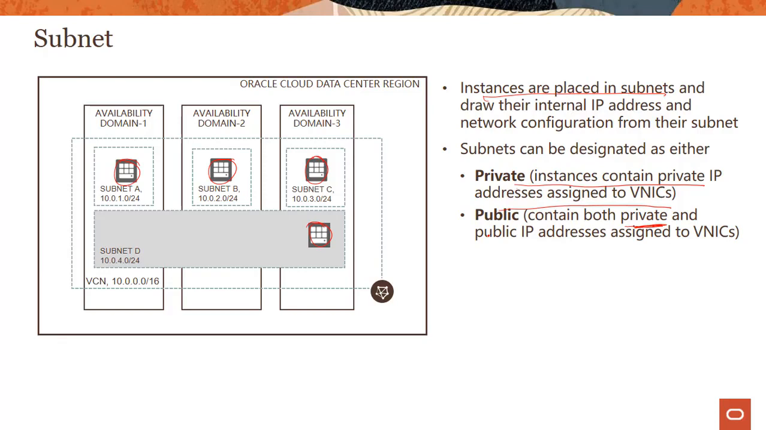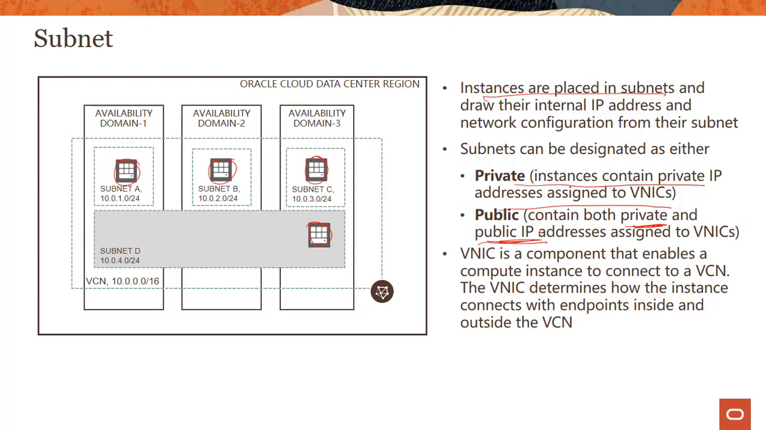There is also the concept of virtual network interface cards, VNIC. A VNIC is a component that enables a compute instance to connect to a VCN. The VNIC determines how the instance connects with endpoints inside and outside the VCN, specifically whether the VNIC has only a private IP address or both a public and a private IP address. So literally these instances have a network card here, and this network card is really important because it determines how the instances communicate, both within the subnet, within the VCN, and outside the VCN as well.